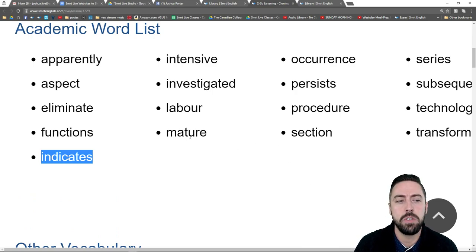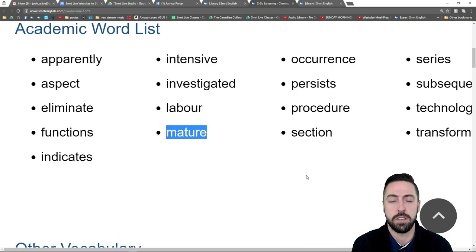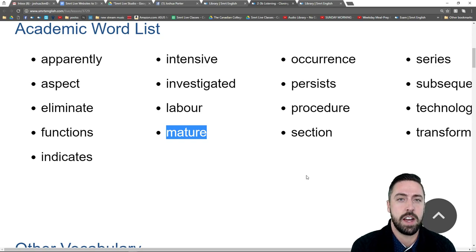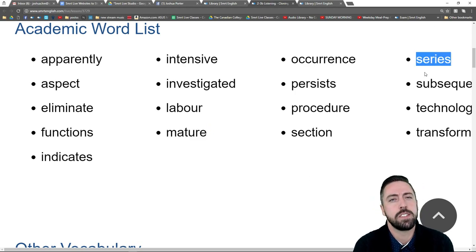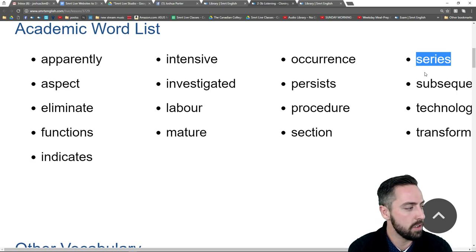New word here. How would you describe mature? Mature. That's a word that we talked about a lot last week. Julio, new guy, any guesses? What does mature mean? Or anybody else that can answer. Let's see who gets a good definition there quickest. And then the other word I want to talk about is series. Series. What does series mean? So either of those words, please give me a definition in the chat.